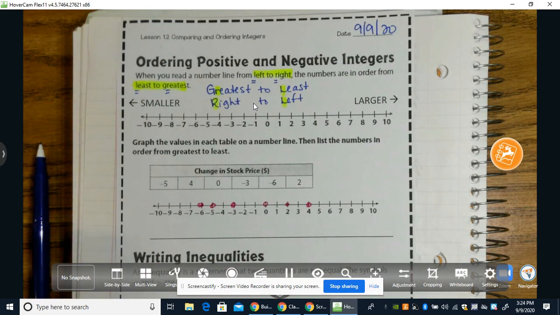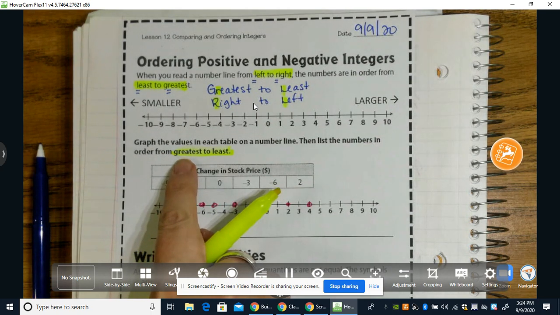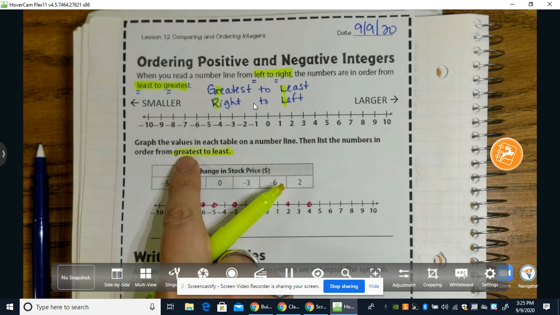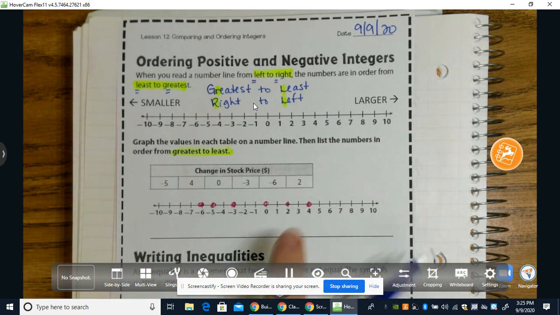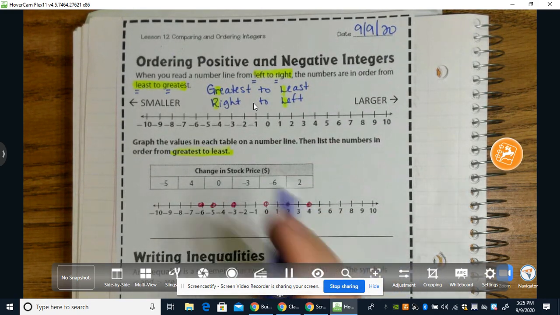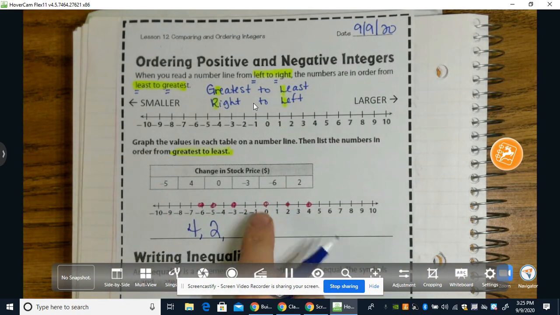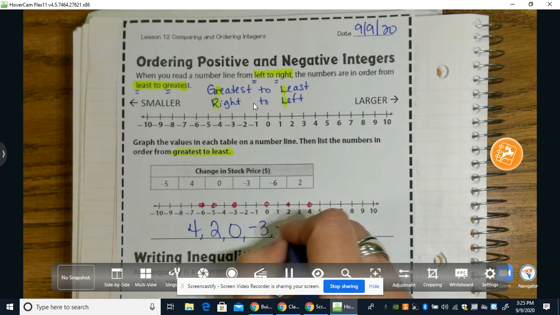So we're rewriting them from greatest to least. Guys, it's very important for us to remember how they want it done. I would make sure that every time you have a problem that says graph or put in order from least to greatest or greatest to least, that you highlight that, star it, so you can go back and remember it. So greatest to least, I have to start from my right and read to my left. If I start at my right, the furthest one that I come to is 4. So 4 is the greatest number. And then 2. And then 0. And I have -3. I have -5.